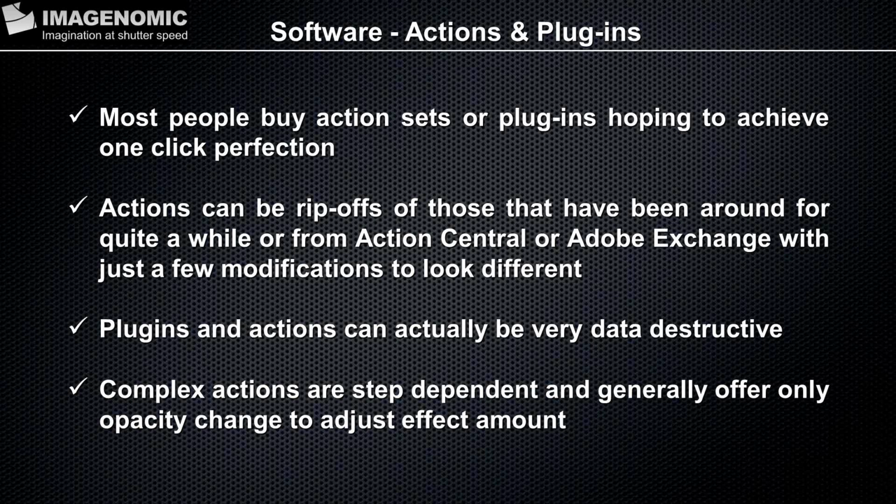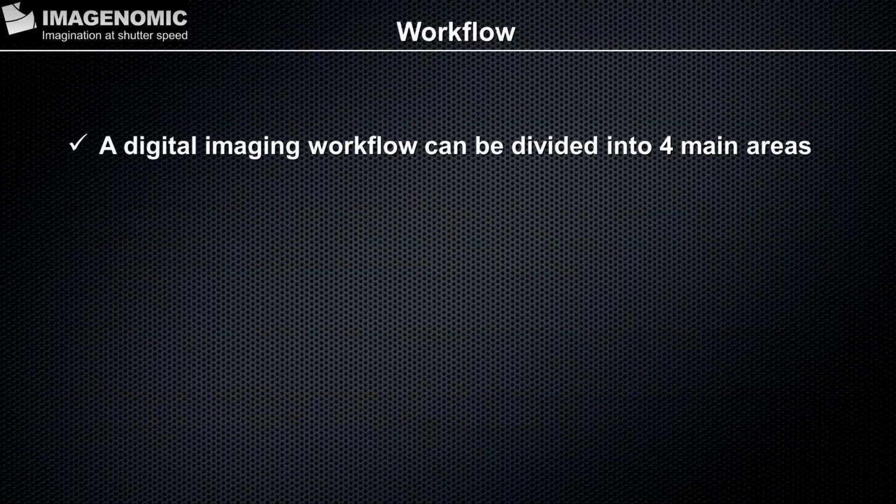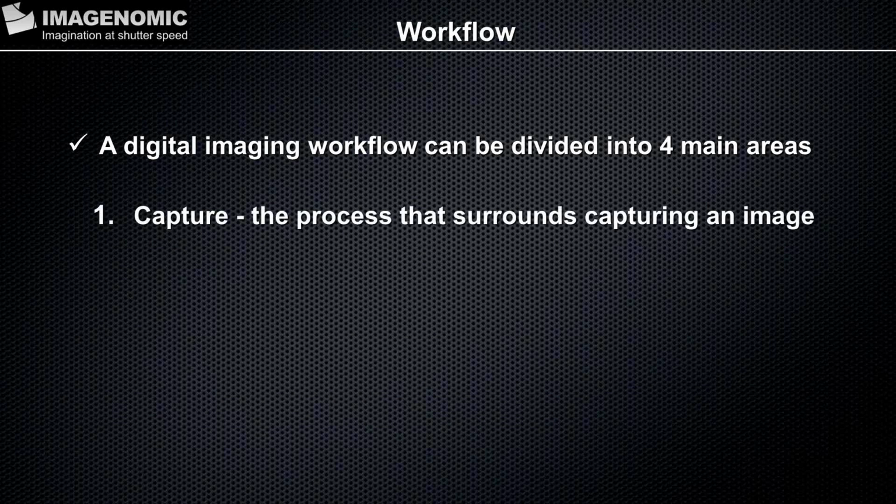Now, we're going to talk about the workflow a little bit here. We're going to divide the workflow up into 4 main areas. Now, it can be divided up into hundreds of areas, but we're going to go with 4 main areas. And the 4 main areas are, number 1, capture, and that's the process that surrounds capturing an image. That's the composition, that's the lighting, that's the type of camera you have. That's everything in that capture process, the pose, everything that has anything to do with when you press that shutter and that image is coming in that lens on that sensor.